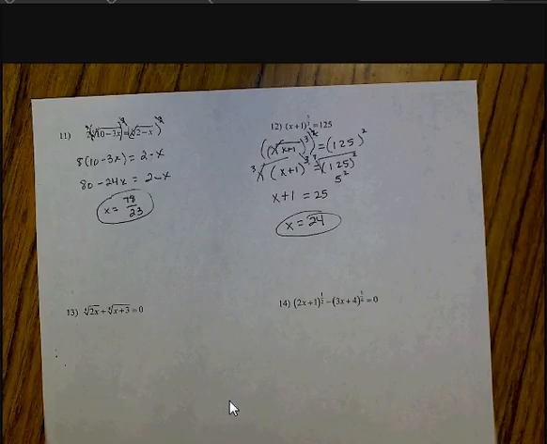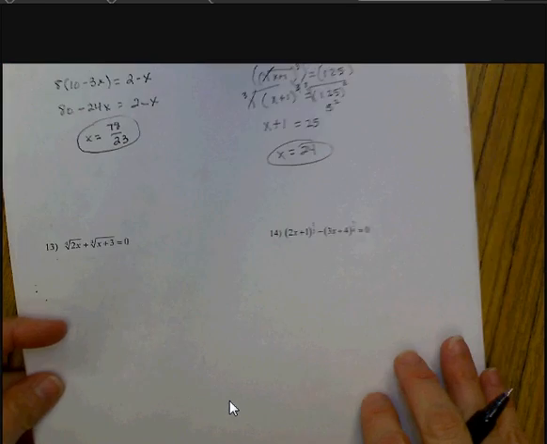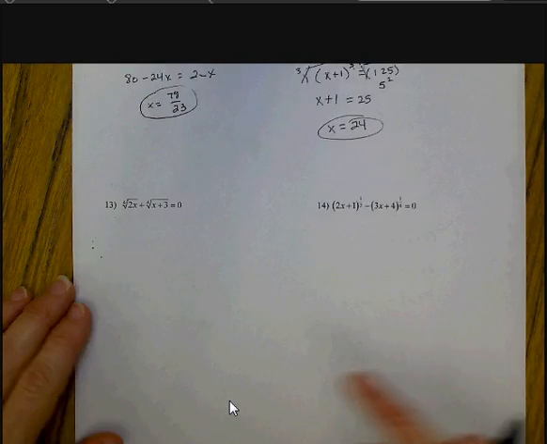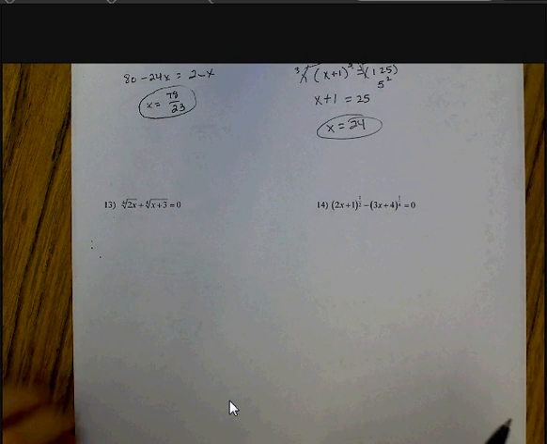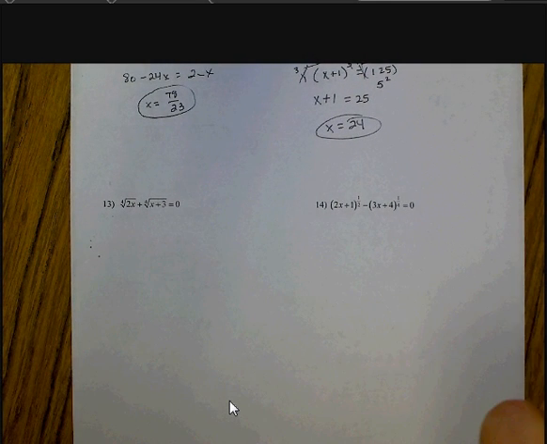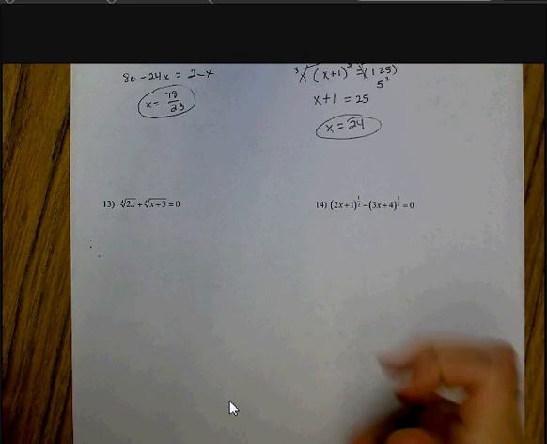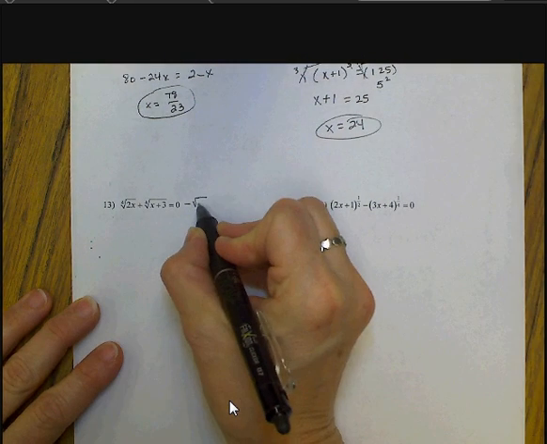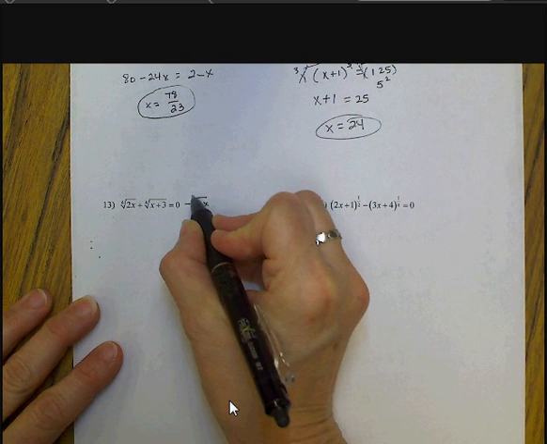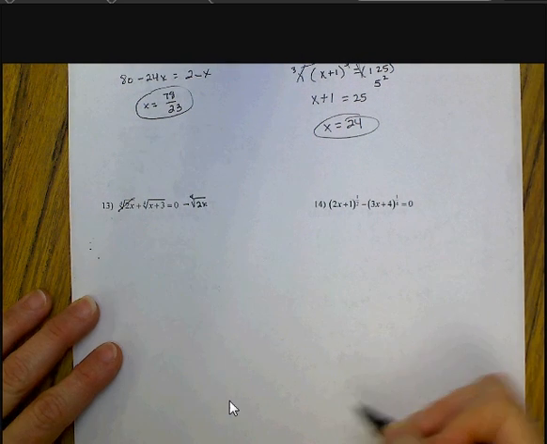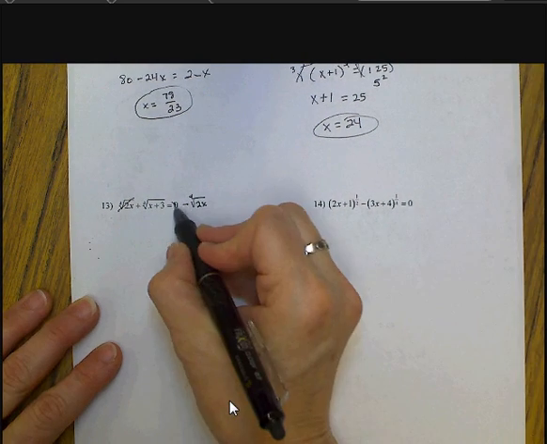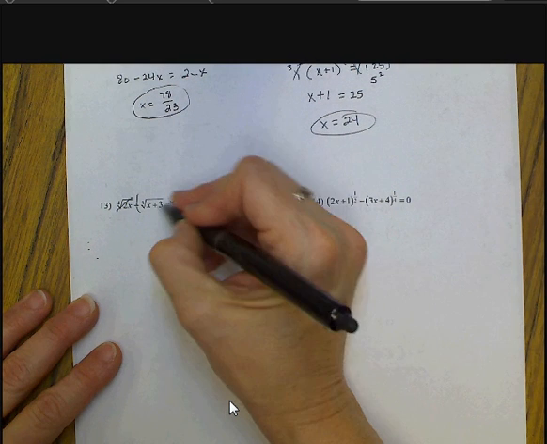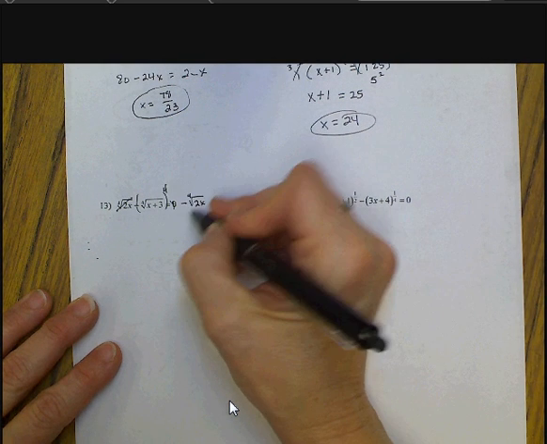All right. For these last two, 13 is a 4th root. The concept is exactly the same. I want my roots to be on opposite sides. Makes the work a little bit easier. So I just subtracted this front one over. The 4th root of 2x, I just subtracted that to the other side. So really I don't need the 0. And I'm going to raise both of those to the 4th power.